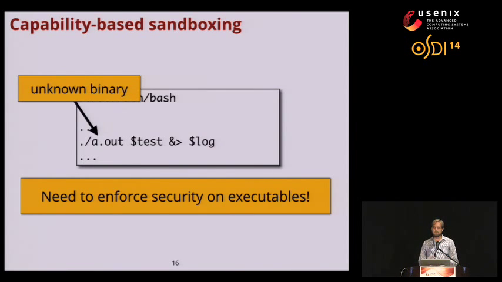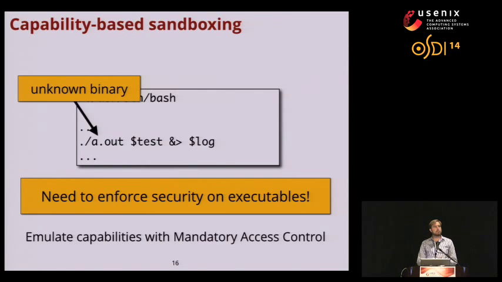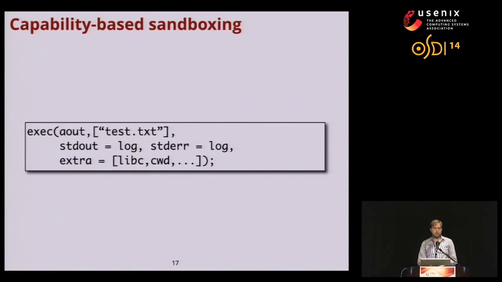properties on arbitrary executables. And the way we do this in SHILL is by emulating capabilities in contracts using a mandatory access control policy. And just before I show you how that works, I want to show you what executing a program in SHILL looks like.